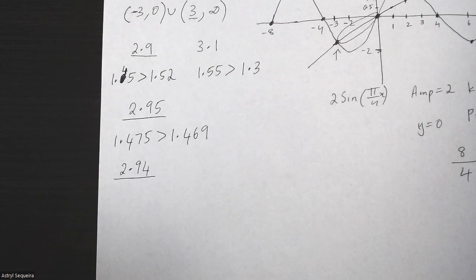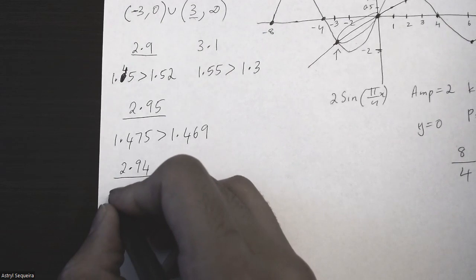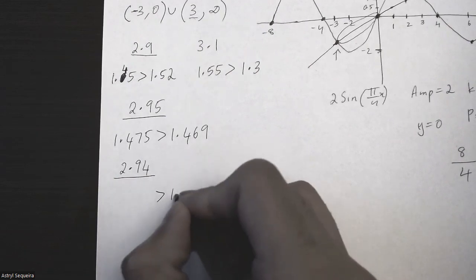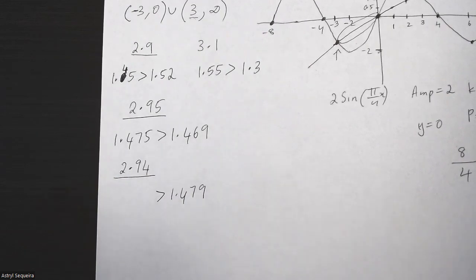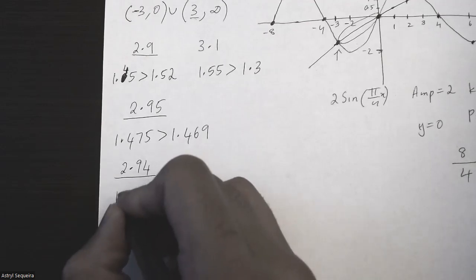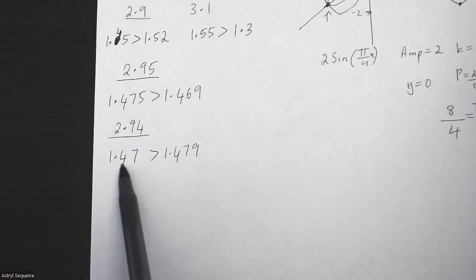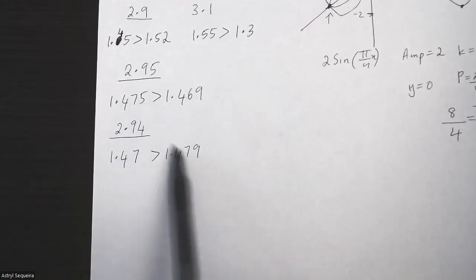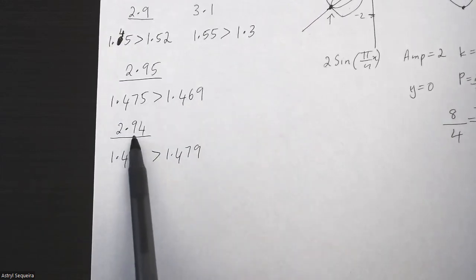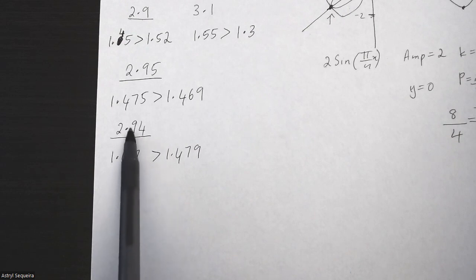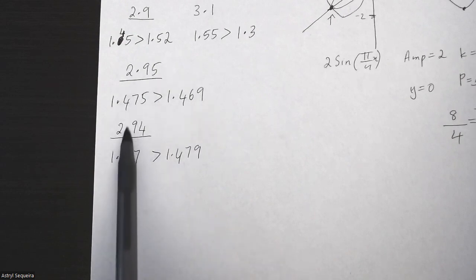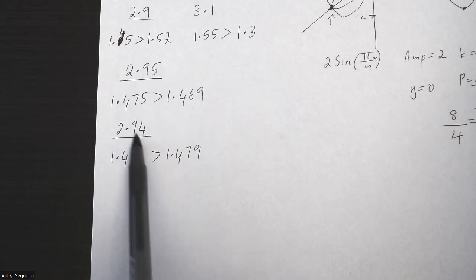So if I put 2.94 in my equation, for the second one I get 1.479. And for the first one, I get 1.47. So as you can tell, these are also extremely close, which means my solution is basically 2.94 or 2.95 or somewhere in the middle of these two.